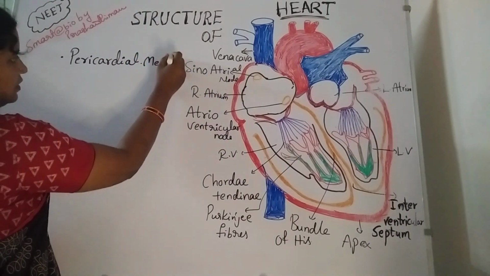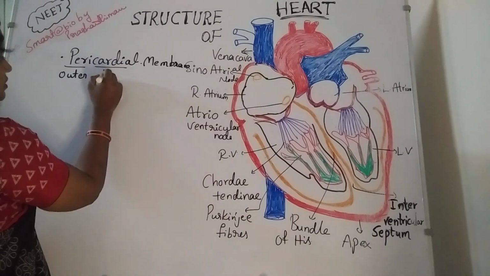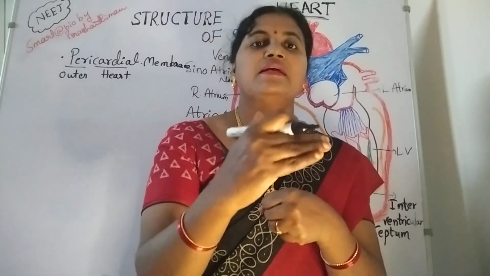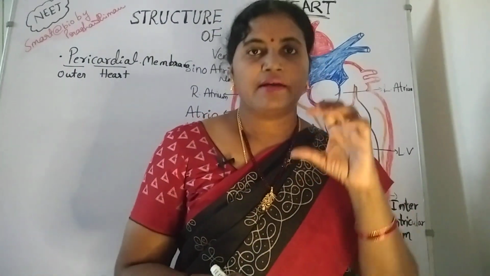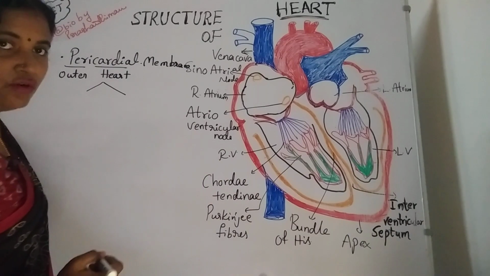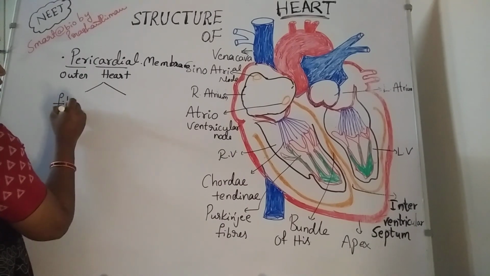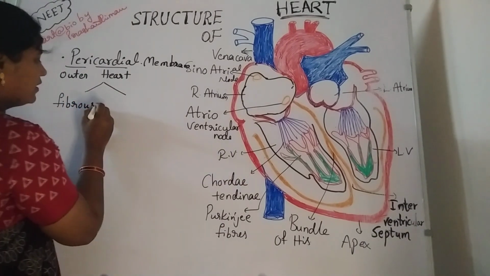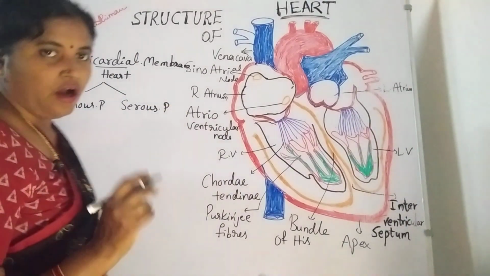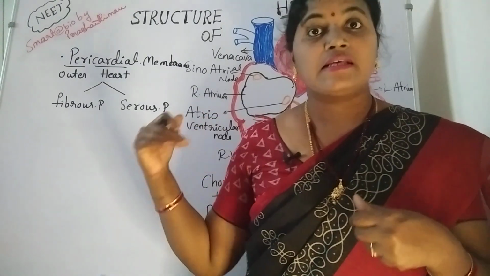Pericardial membrane means peri means outer, cardia means heart. Since they are the membranes on the heart, we call them pericardial membranes. Two pericardial membranes are present. The first one is the outer fibrous pericardium, and inside it contains the inner serous pericardium.